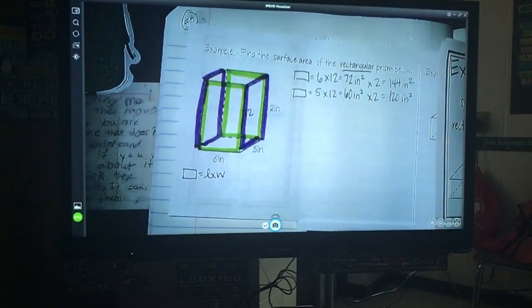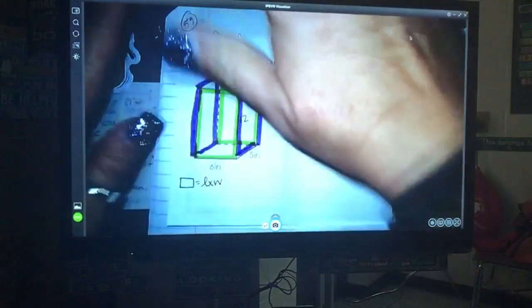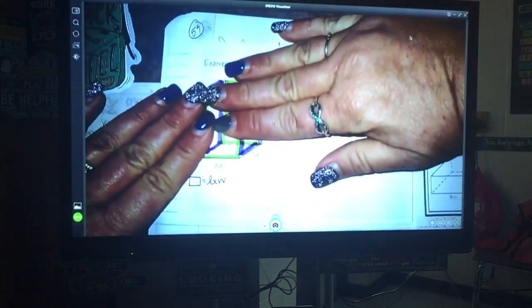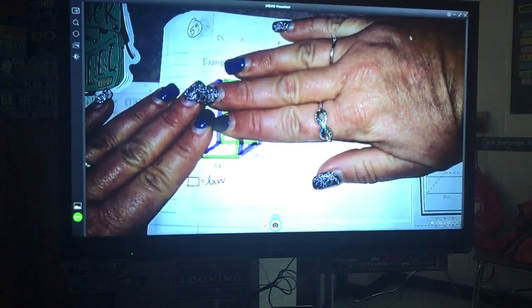So now that leaves us with just our top and our bottom. If you cover everything up, looking at the bottom, what shape do we have? Be careful with this one. What shape do we have?